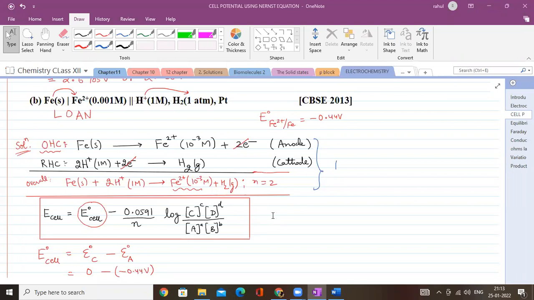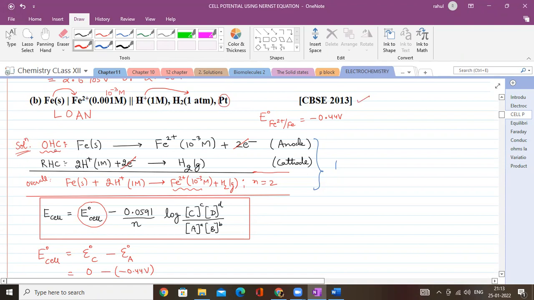And this question is Fe in solid, phase change, Fe2+, 10 to the power minus 3 molar, H+ 1 molar, hydrogen gas, and this platinum as such is an inert electrode. This question was asked in CBSE 2013.